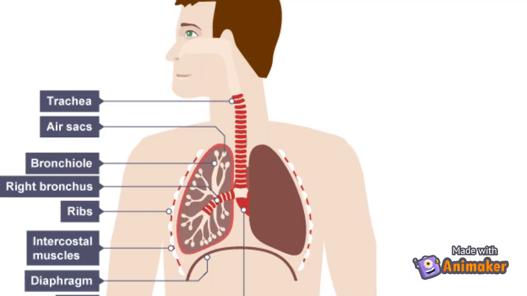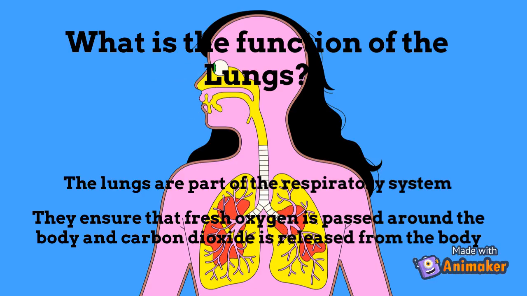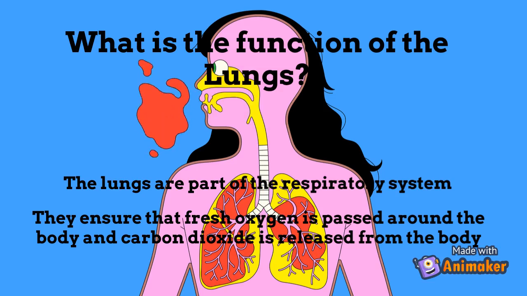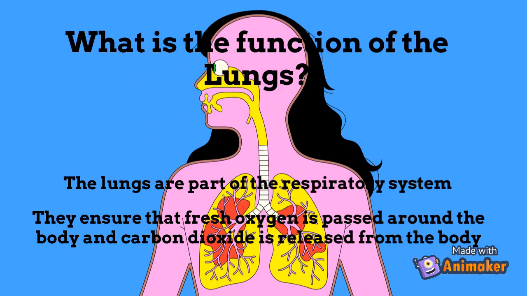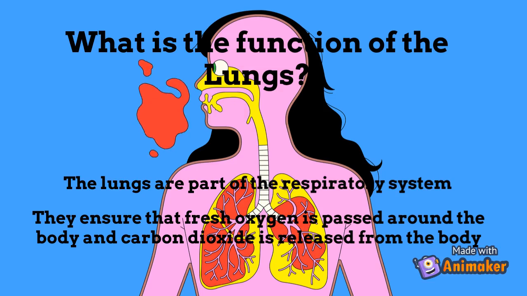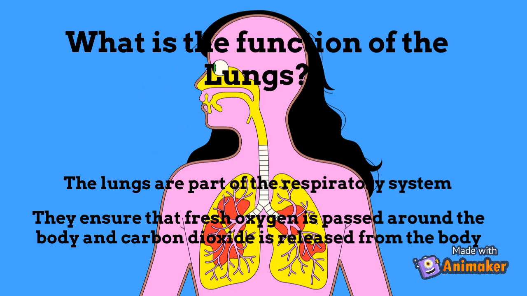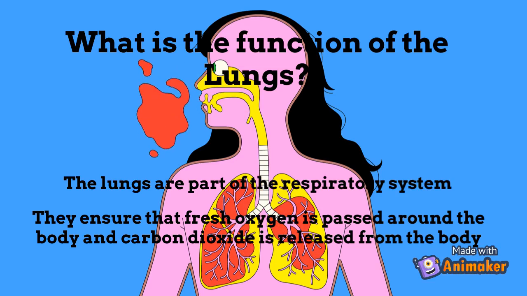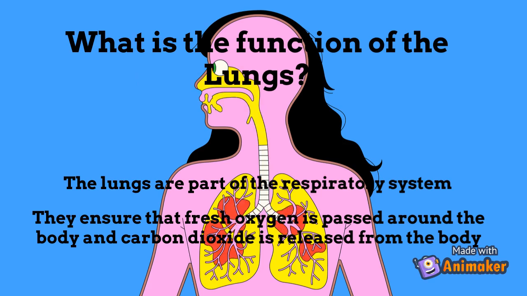This is a diagram of the respiratory system. We're going to learn more about the trachea and the bronchioles and what their roles are. So first of all, what is the function of the lungs? Well, the lungs are the main part of the respiratory system, and they ensure that fresh oxygen is distributed around the body and carbon dioxide is released outside of the body.